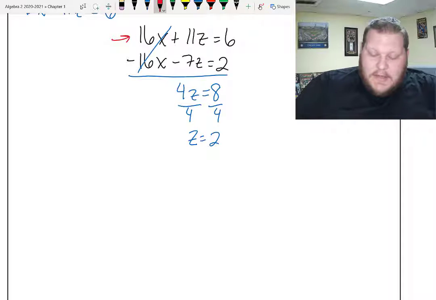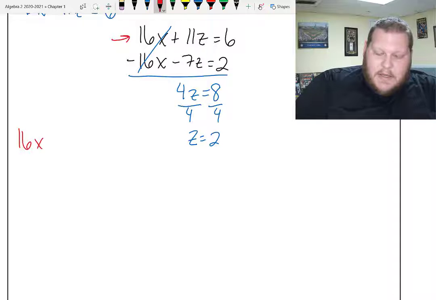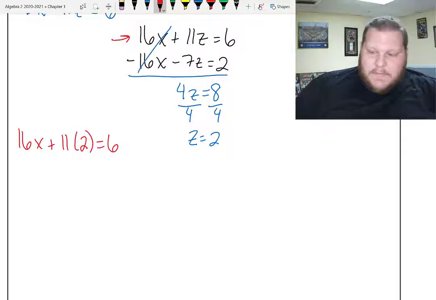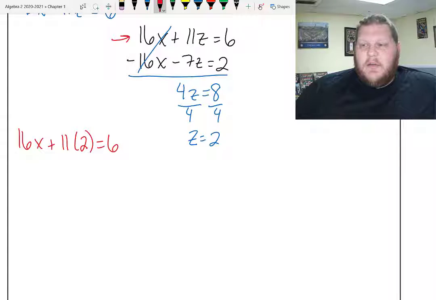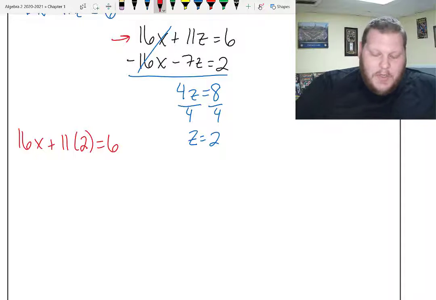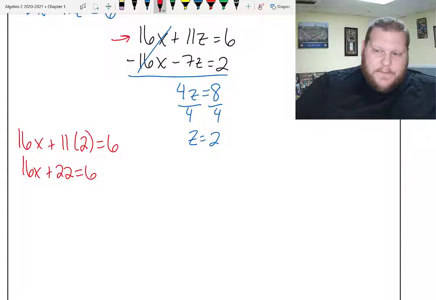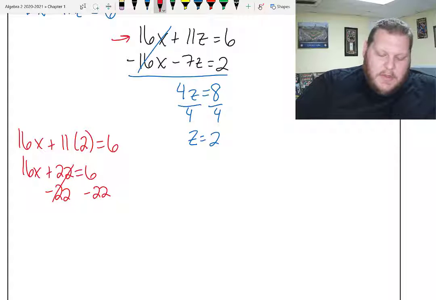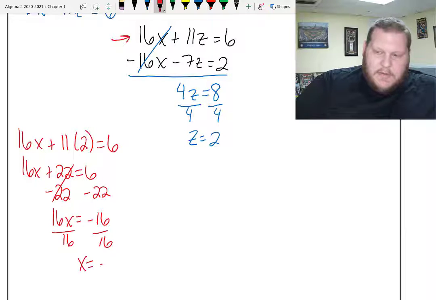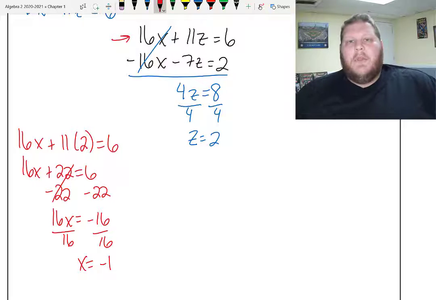So when I do that, I have 16x plus 11 times 2 equals 6. So as I go through and solve that problem, 16x plus 22 equals 6. I subtract 22 from both sides. 16x equals negative 16. So x equals negative 1. 2 down, 1 to go.